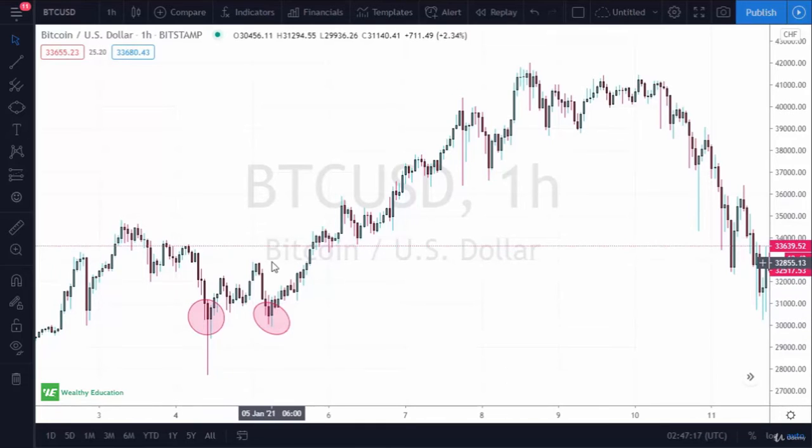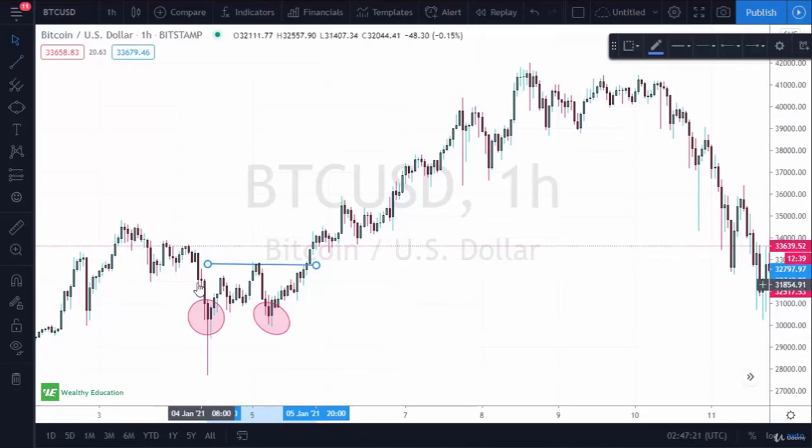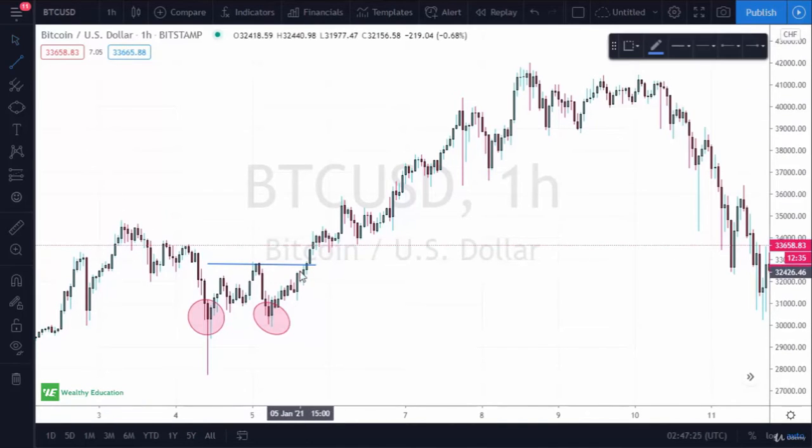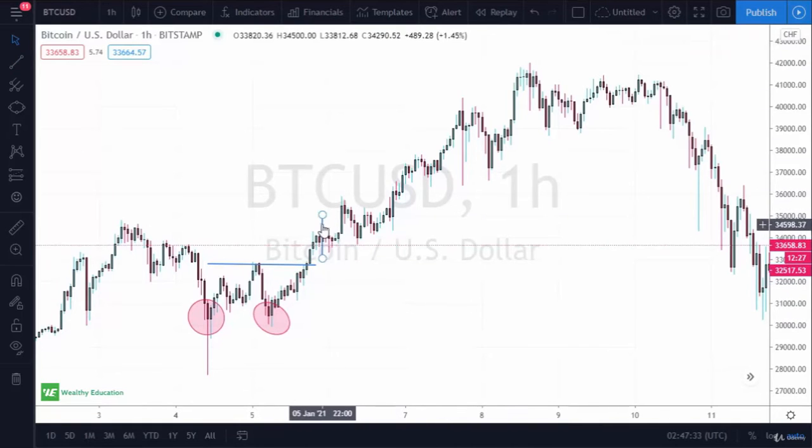We broke the top of this pattern. Remember, we're going to measure the top of the W pattern, right? So let's take that measurement, extend it out, and we clearly hit it. We reacted, and in fact, of course, went much further to the upside. Here's something that's interesting, though.